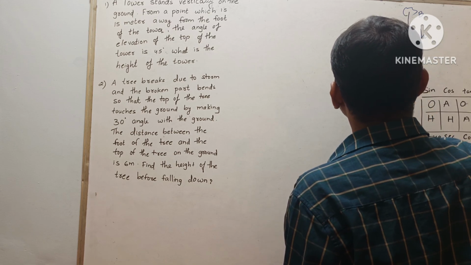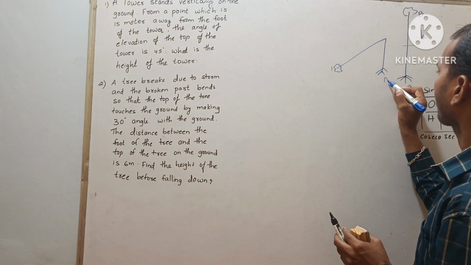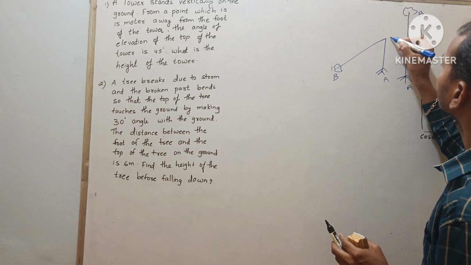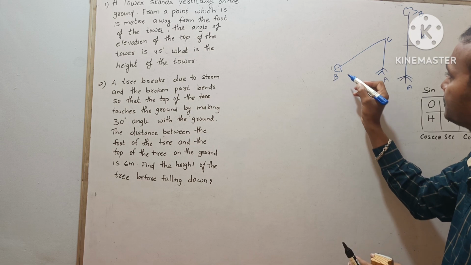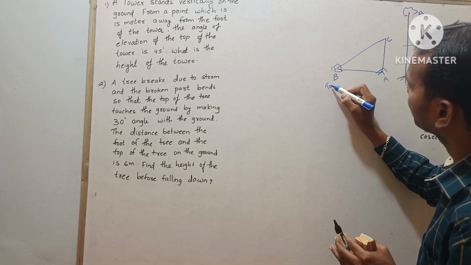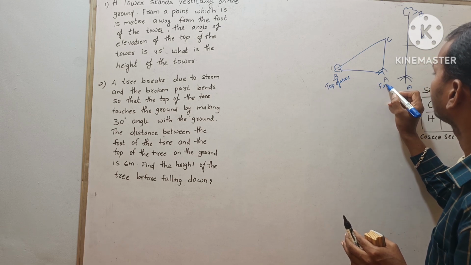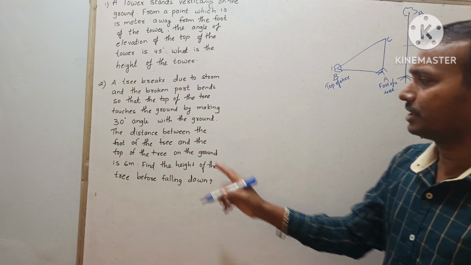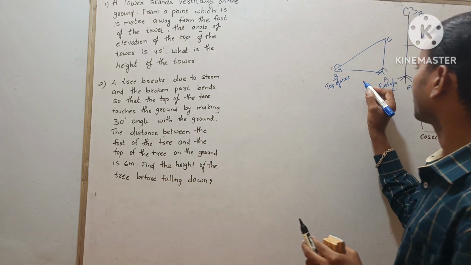So the broken part is touching the ground like this. So now A, B. Let the middle part be some C. Now the distance between the top of a tree and the foot of a tree, and the distance between the top of a tree and the point that touches the ground, is 6 meters.